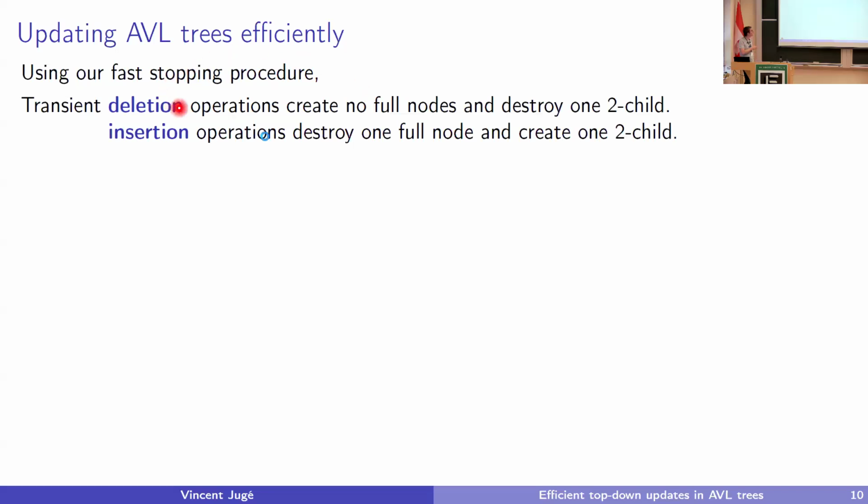And if I took some insertion operation, some transient operation during insertions, it's just the one where I promote, I change the rank of the node. Well, it will destroy 1 full node, and it will create 1 2 child. So you just have to do some case analysis. It's not trivial, but it's easy. Like a first-year student has the mathematical tools to do it, and some do have the wit to do it, but okay.